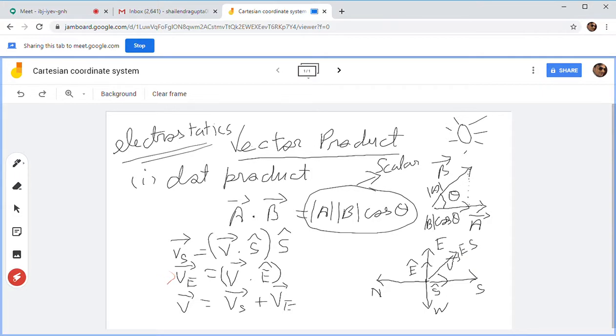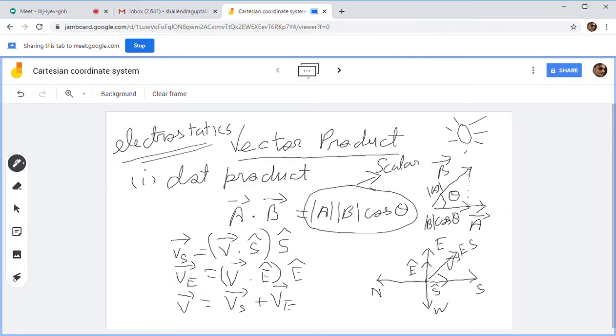So this part will be V dot unit vector E. V dot E will be the magnitude in each direction and unit vector E will be the direction. So this complete will make your vector.